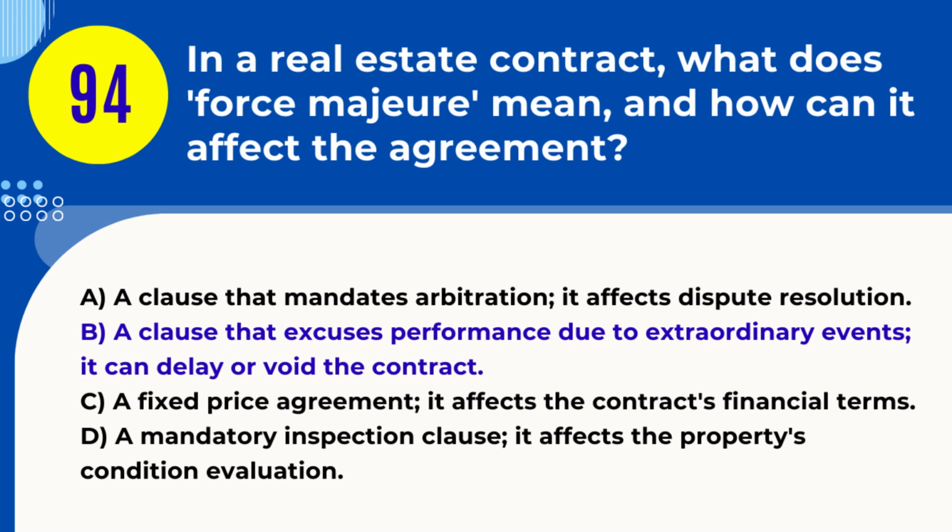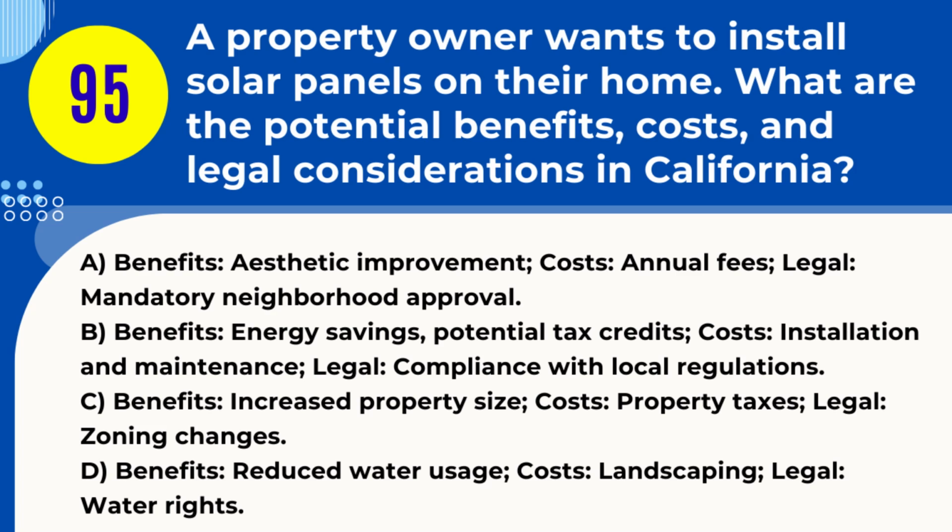Explanation. Force majeure refers to unforeseeable circumstances that prevent someone from fulfilling a contract, potentially allowing parties to delay or void the contract. Question 95. A property owner wants to install solar panels on their home. What are the potential benefits, costs, and legal considerations in California?